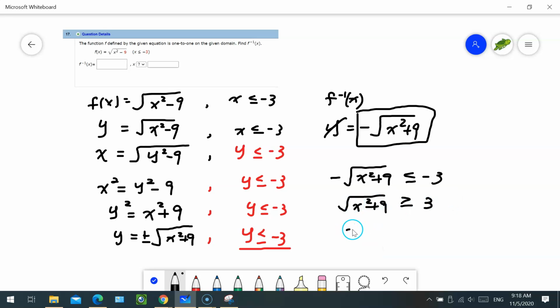Now do the square, you'll have x squared plus 9 greater than or equal to 9. Bring the 9 to the right hand side, turn to 0. So that means your x must be greater than or equal to 0. So this part, x is the restriction on the domain. You have to make your x greater than or equal to 0.